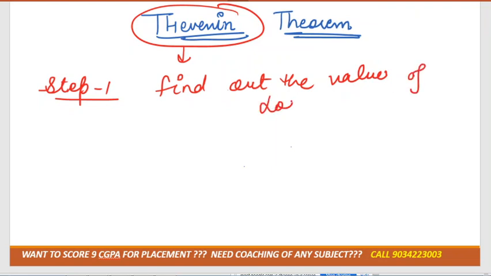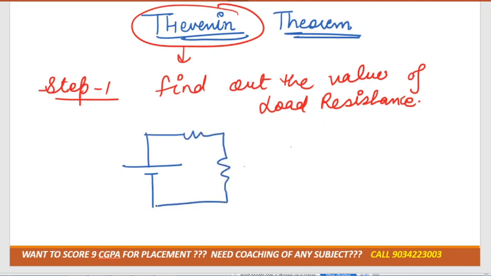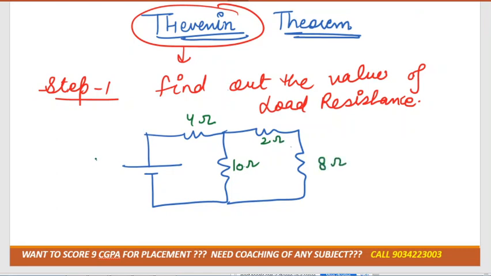Okay. So what is basically a load resistance? Load resistance is whichever branch they ask you to calculate the current in. For example, I am giving you a simple circuit to explain. Suppose this is a circuit, and in this they ask you to find the current in 8 ohm by using Thevenin theorem.